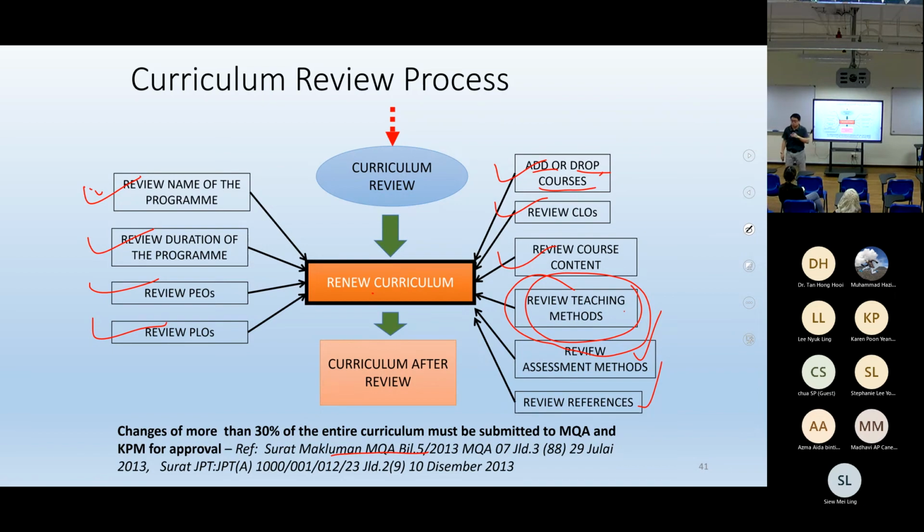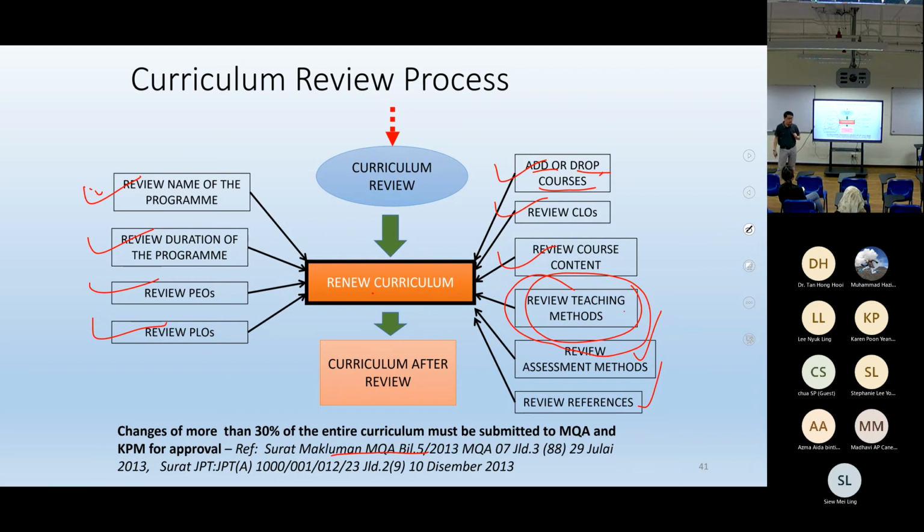Question for the 30%, does it count as cumulative? Let's say this year I changed one subject, next year I changed another subject. Okay, so is credit hour counted a big change, you must inform. But if it's a small change, normally it will just be a notice, because your program will be affected. You reduce, your program will be affected. So you need to inform.